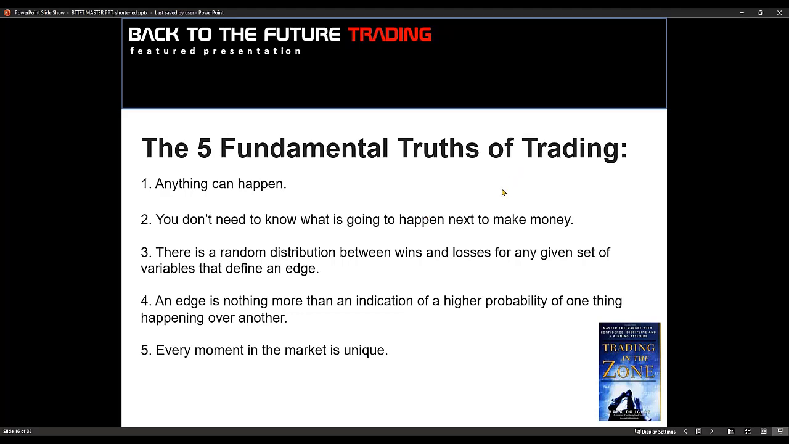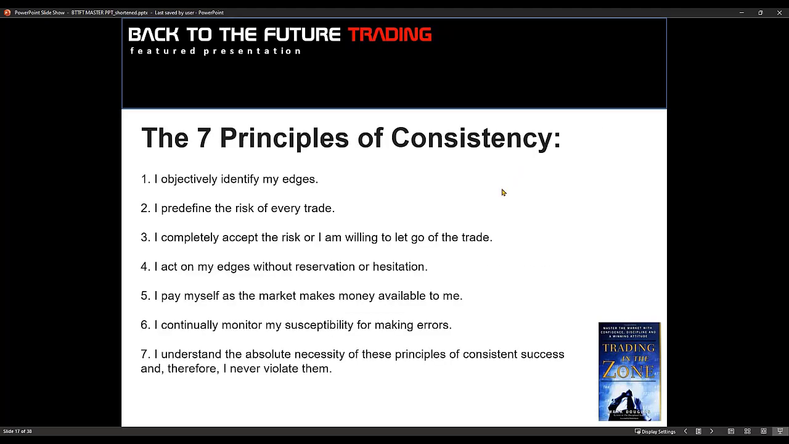And my other favorite slide, the 7 Principles of Consistency by Mark Douglas. Number 1, I objectively identify my edge or edges. Number 2, I predefine the risk of every trade. Number 3, I completely accept the risk or I am willing to let go of the trade. That's one that has taken me quite some time to get, number 3. And also number 4, I act on my edges without reservation or hesitation.